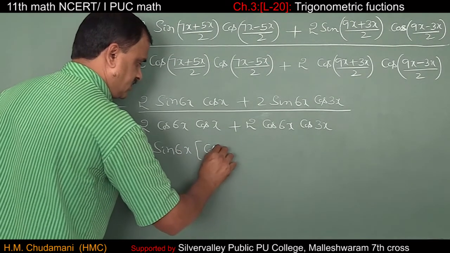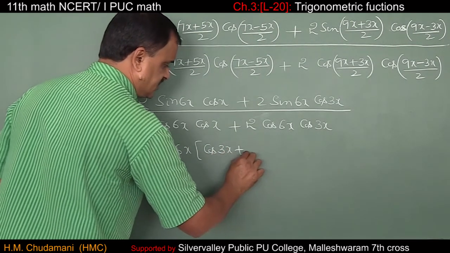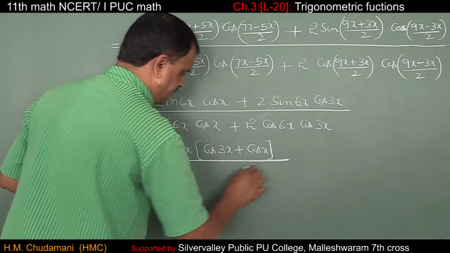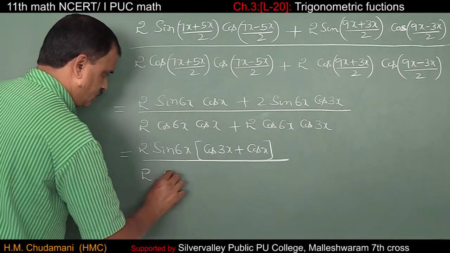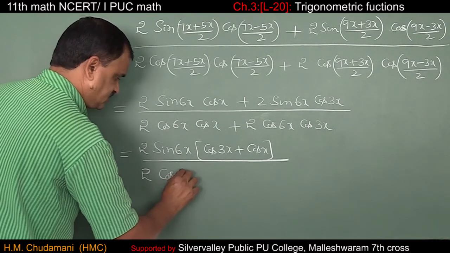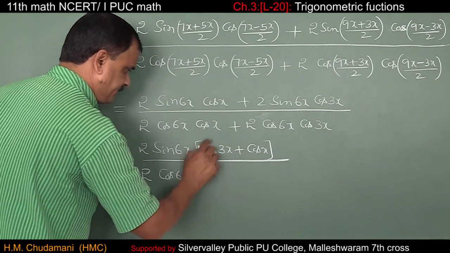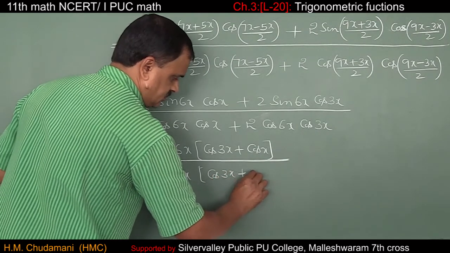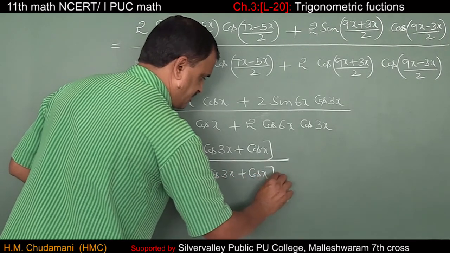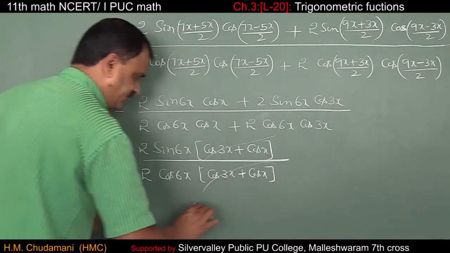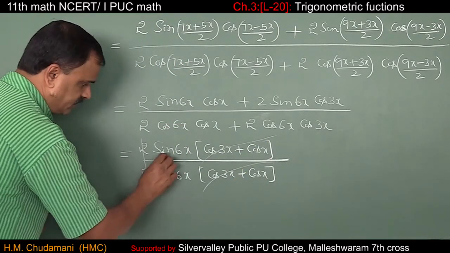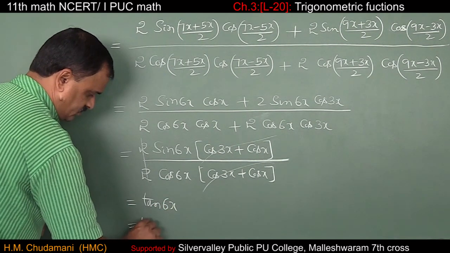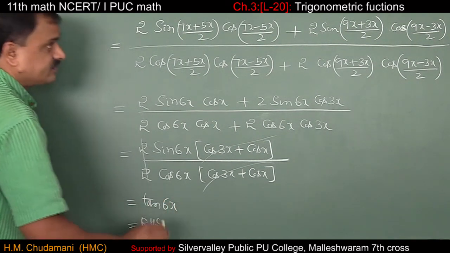We are left with cos x plus cos 3x, divided by 2 into cos 6x, which I'll take common. Here again cos x plus cos 3x. See, it is multiplication, so you can eliminate this. Sin by cos means tan 6x. That is what the RHS we required. Okay.